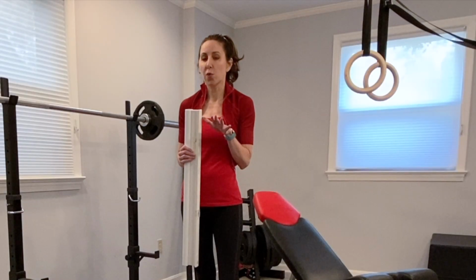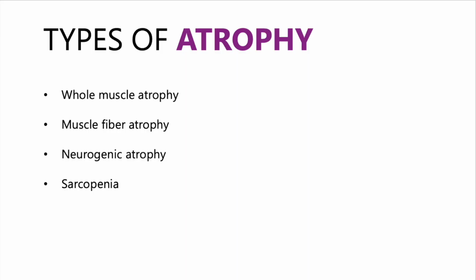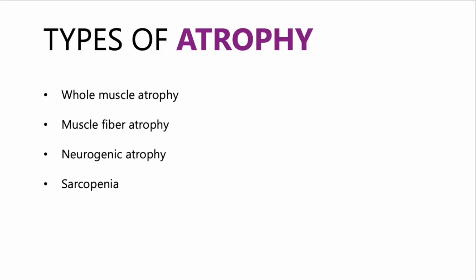So there's actually 4 types of muscle atrophy. We have whole muscle atrophy, muscle fiber atrophy, neurogenic atrophy, and something called sarcopenia. First, you can get the kind of muscle atrophy that just anyone in the world can get. That's called whole muscle atrophy. If you worked out a lot and then your muscles got bigger and then you stopped working out and your muscles got smaller, that would be whole muscle atrophy. Everyone has experienced whole muscle atrophy.